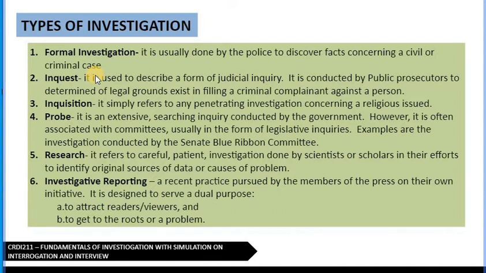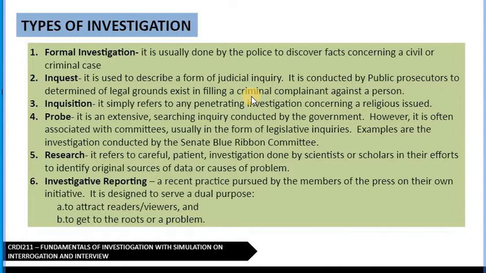Next, inquest. Okay, what is inquest naman? So, inquest is used to describe a form of judicial inquiry. It is conducted by the public prosecutor to determine if legal grounds exist in filing a criminal complaint against a person. Kung natatandaan nyo, sa criminal justice system natin, di ba meron tayong inquest procedure na tinatawag? Sige nga, sino nakaka-remind anong ibig sabihin ng inquest? Diba na-discuss yan sa ating criminal justice system? Kailan natin ginagawa ang inquest?